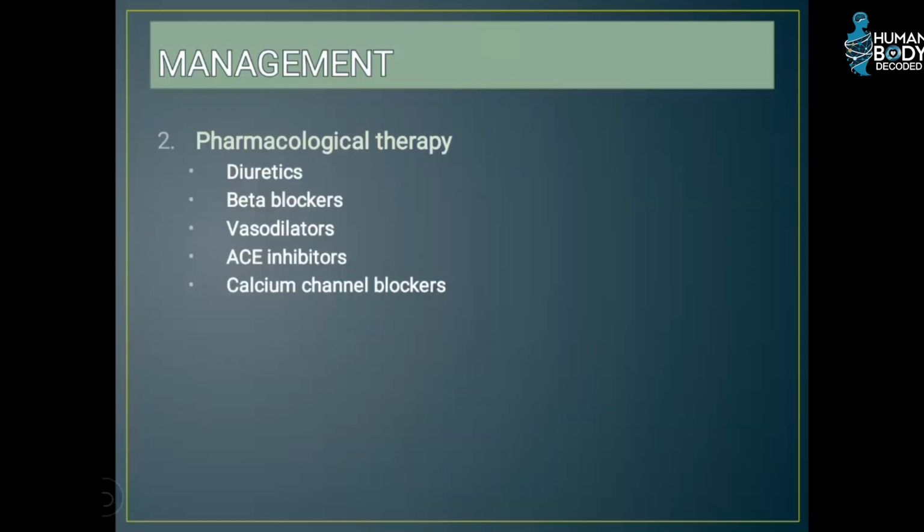The second way of management is pharmacological. We give some medications. Doctors say that if anyone has hypertension, we give them medicines from 4 categories. Either they are diuretics, or beta blockers, vasodilators, ACE inhibitors, or calcium channel blockers.